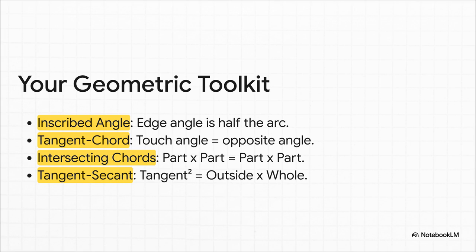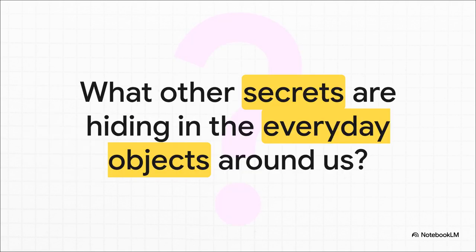You've got the intersecting chord theorem. Part times part equals part times part. And finally, the tangent secant theorem. The outside part times the whole thing equals the tangent squared. Pretty powerful stuff. What all this really shows is that we started with a shape we see 100 times a day and found this whole hidden world of elegant, predictable, and powerful rules just sitting there.